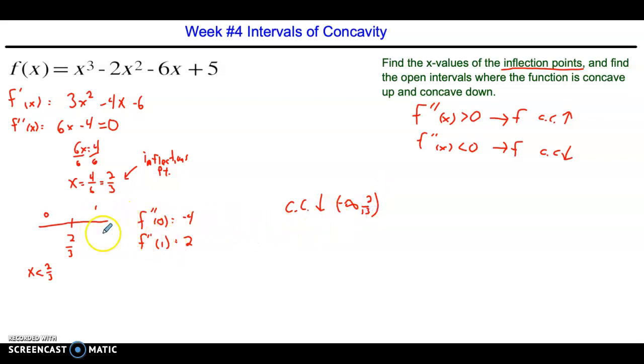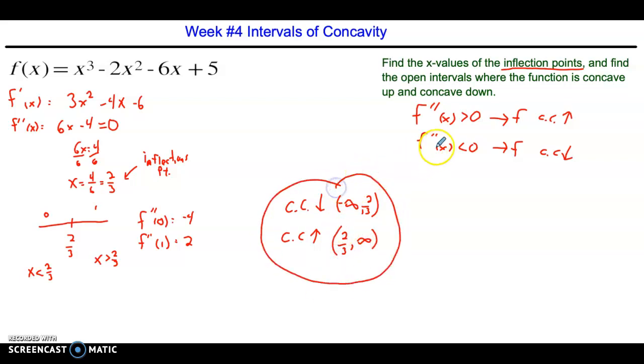When we tested 1, that was on this side, for x values more than 2/3. Our second derivative was positive, so that means our function was concave up. Again, x values greater than 2/3, but with the interval notation, starting at 2/3, going to positive infinity. This is the idea of what we're looking for in our answer.